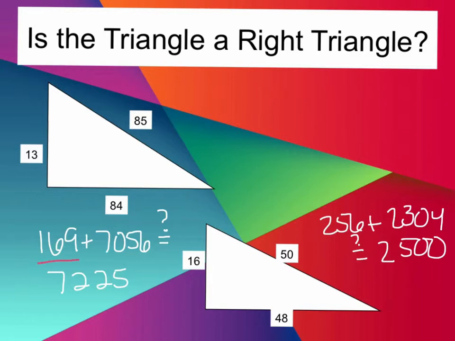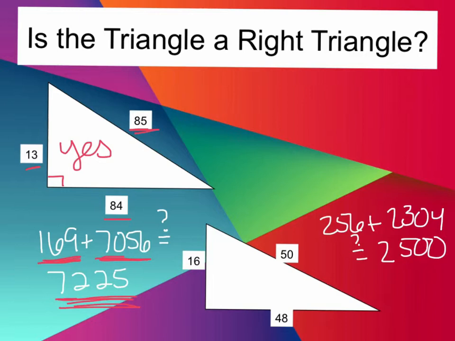So does 169 plus 7,056 equal 7,225? What I did was I squared 13 and got 169. I squared 84 and got 7,056. And then I squared 85 and got 7,225. And if I add 169 and 7,056, I will get 7,225. So the answer is yes, this is a right triangle. And I proved it by using the Pythagorean theorem.